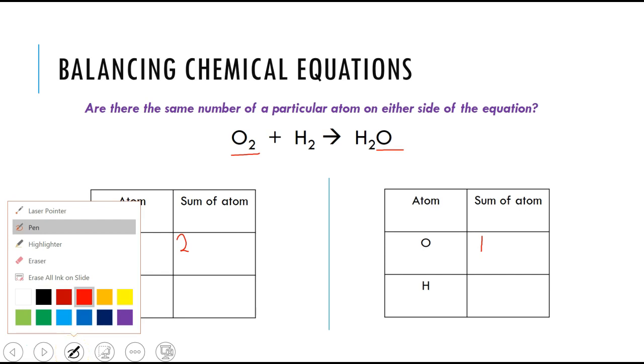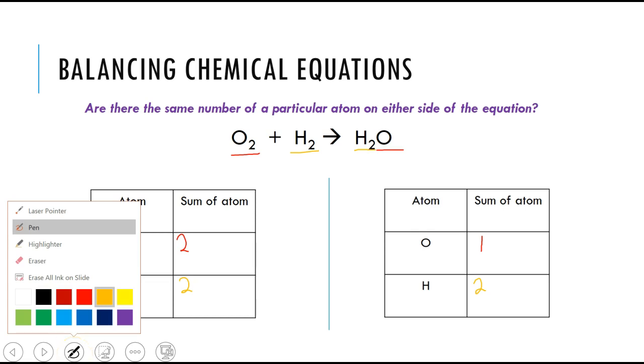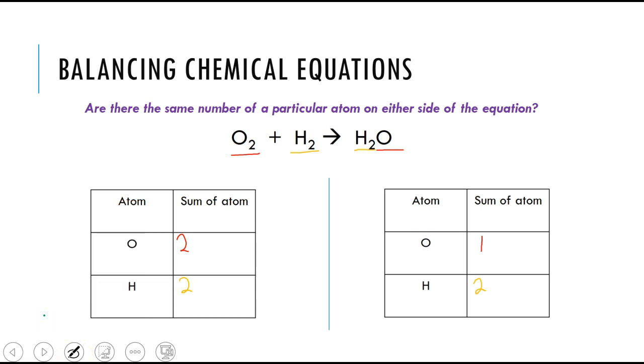What about the hydrogens? How many hydrogens do we have on the left? We have 2. What about on the right? We also have 2. Despite that, we still have an unbalanced oxygen ratio. This is when we bring in the big guns. Let's bring in these coefficients.